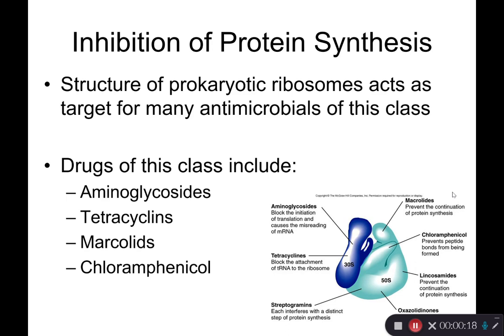So the easiest way to prevent the cell from making proteins, which are essential or necessary for life, is to inhibit some aspect of the ribosome. So the aminoglycosides, tetracyclines, macrolides, and the chloramphenicols are 4 classes of antibiotics that all target some aspect of protein synthesis.